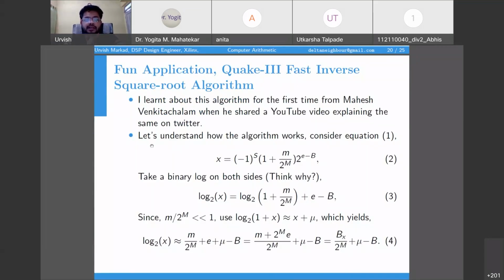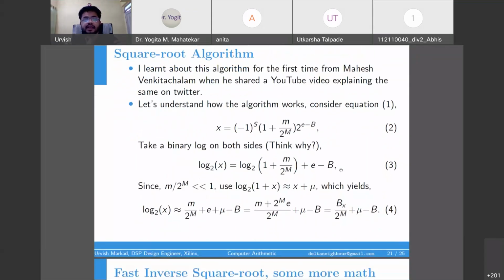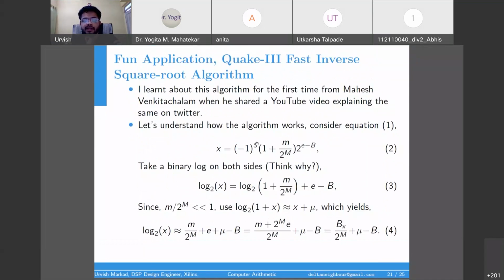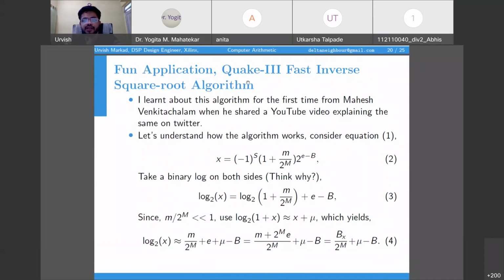The first thing is, this is the floating point equation which I just told you in the previous slide. Let's say you take the binary log of that. What we intend to do here first is, given a number x, which is in floating point, find the inverse square root of that. How does the computer do it? The computer does it using Taylor series approximation, but there happened to be this interesting person who approximated it without using a complex approach like the Taylor series. Let's see how he did that.